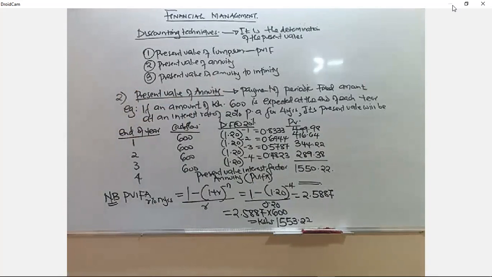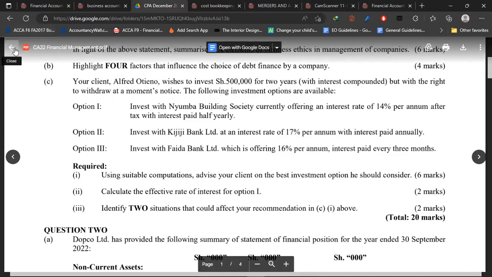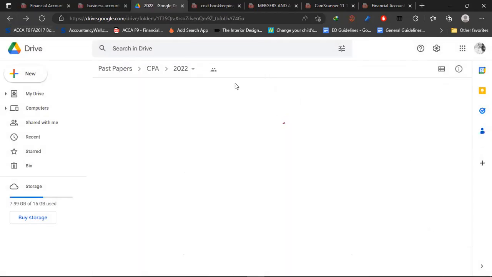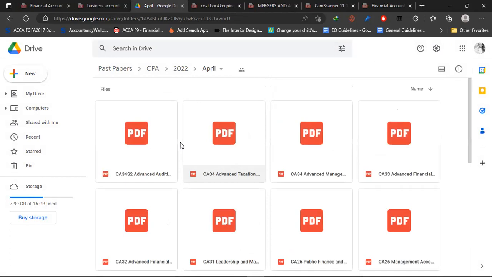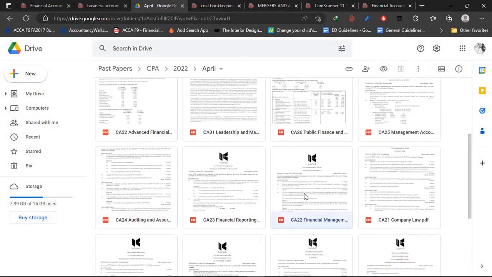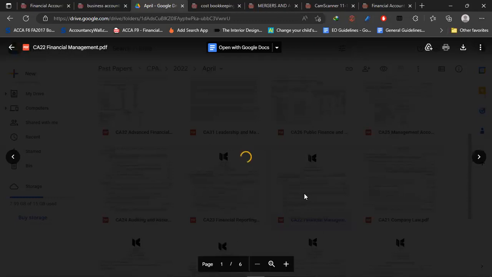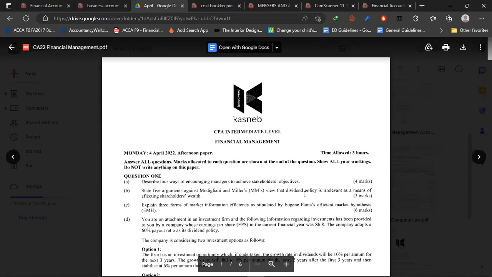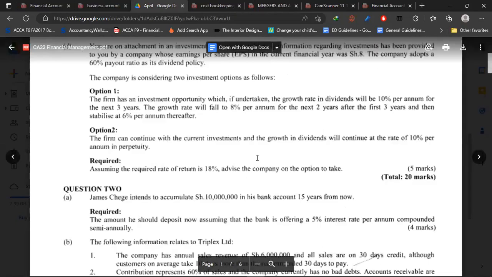Now, we can do a question they have tested, right? There is a question they have tested in April 2022. I think it should be for the first one, the present value of lump sum. Let me check. April 2022. They just pick the questions from the past papers. When it is time to set a new exam, they pick from the past papers. So it's going to be read for us.